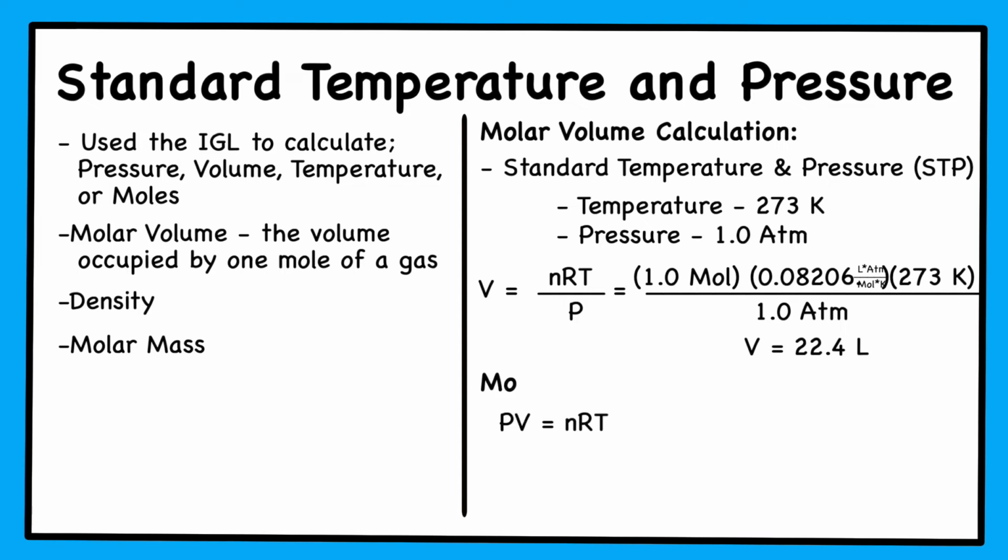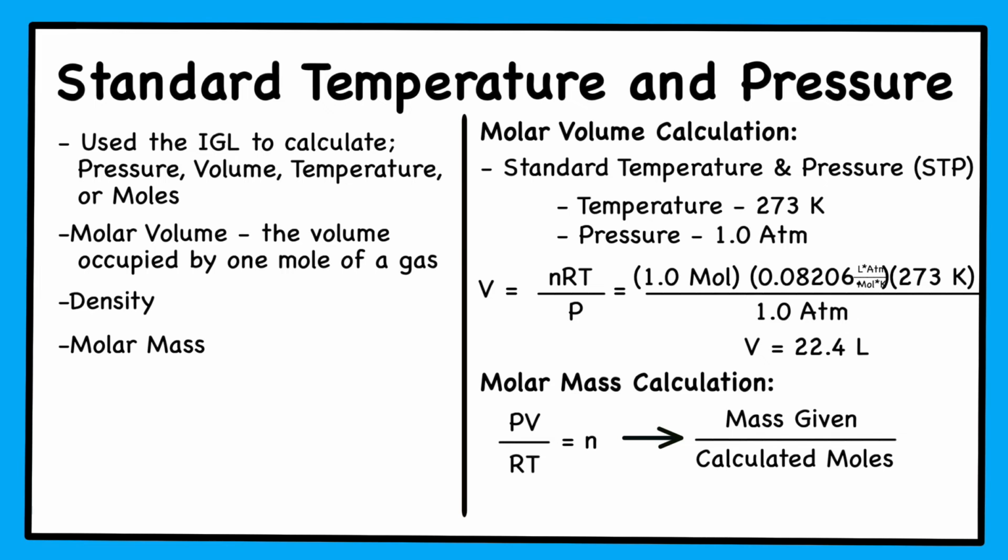We can use ideal gas laws in combination with mass measurements to calculate the molar mass of an unknown gas. All we have to do is rearrange the equation so that we can solve for the number of moles like we did earlier, so n equals PV over RT. Once we solve for the number of moles a gas has, all we have to do is use our mass given and divide it by the moles we calculated. This would give us our molar mass.